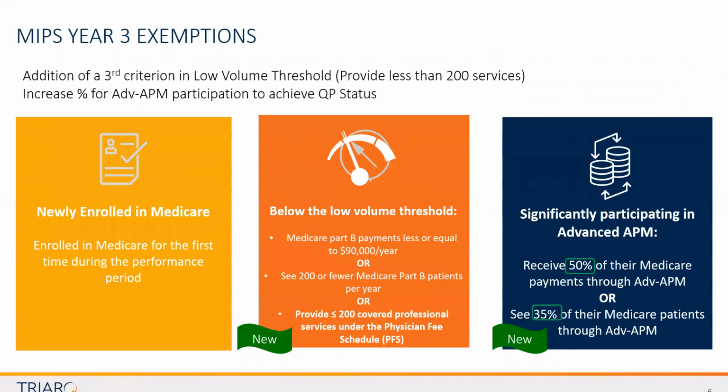These are thresholds that rise every year. They make it harder and harder for you to achieve QP status. So the big bummer is, well, what happens if I don't? Well, then guess what? You're considered a MIPS APM, and you do have to submit some data. So it's kind of a scary proposition. So be aware of your status.